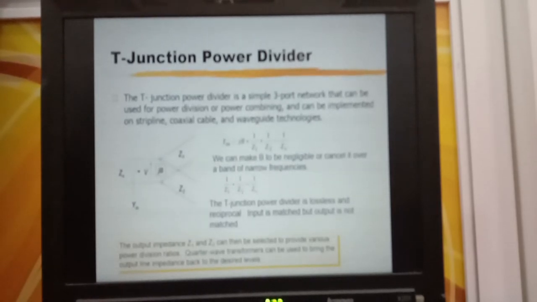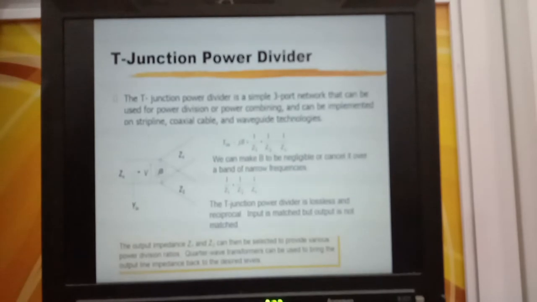For simplicity, let us assume that B is negligible. So on the left hand side, we only have 1 over Z1 plus 1 over Z2. And on the right hand side, we have 1 over Z0. So the power input to the first transmission line with a characteristic impedance of Z0 will be divided to the output line number 1 and output line number 2. The proportion of power divided to these two output lines depends on the impedance Z1 and Z2.